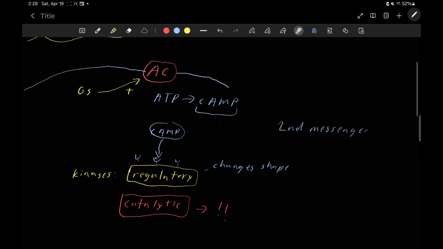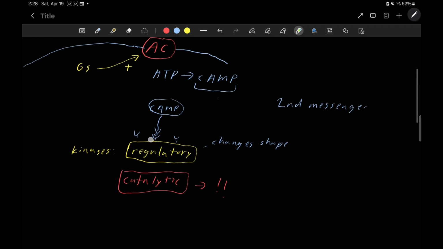So just to review that real quick, the adenylyl cyclase transforms ATP into cAMP, which is what we call a second messenger, and that goes and binds to the regulatory component of kinases, which are enzymes in the cell, which frees the catalytic components to go off and do responses.